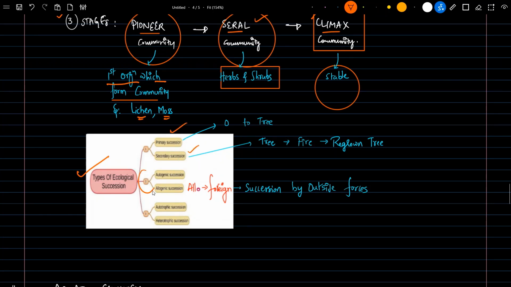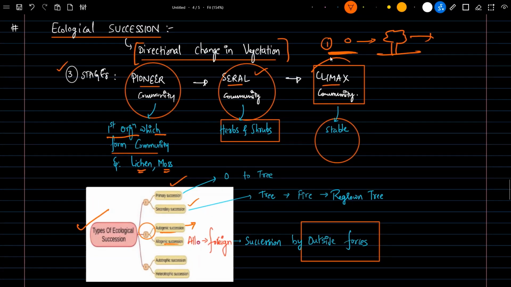The second type of categorization is autogenic and allogenic. Allogenic means succession is brought by outside forces, foreign forces. If the succession is brought by self, then it is called autogenic. Primary succession means, let's say, this is the example: when there is nothing on the land, it leads to formation of something.